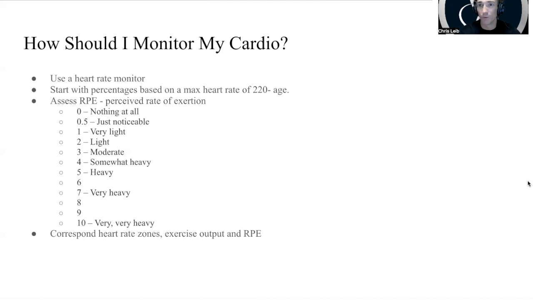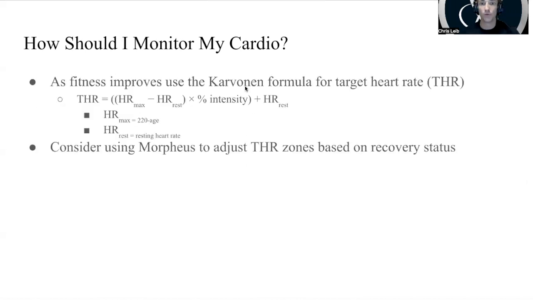If not, the other way that's a little bit more specific that takes your resting heart rate into account would be to use the Cardiovascular formula for your target heart rate. So you're not necessarily getting a max heart rate, but you're just getting a target heart rate. So the formula is basically a target heart rate. You take your max heart rate, which you start with 220 minus age, and then you subtract your resting heart rate.